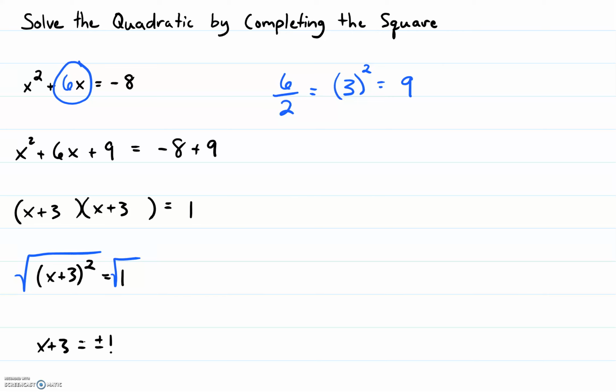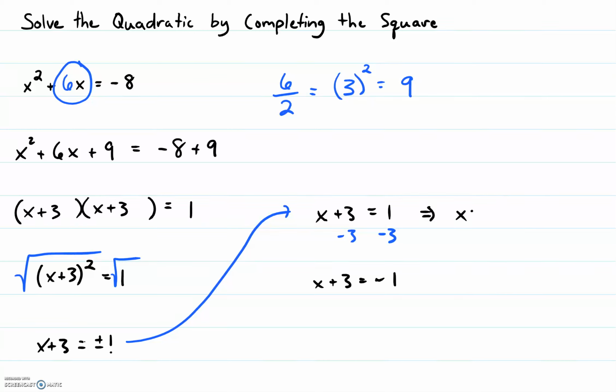So now let's solve each of these two possibilities. Either x plus 3 is equal to +1, or x plus 3 is equal to -1. And we're going to solve each of these. So if x plus 3 is equal to +1, we'll subtract 3 from both sides. And 1 minus 3 is going to give us -2. So that means our solution from the first option is x is equal to -2.